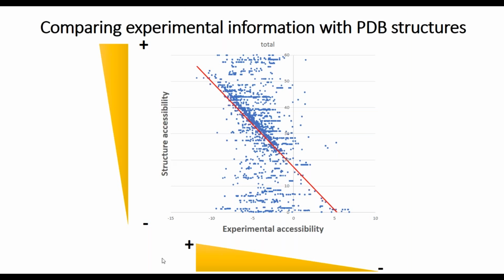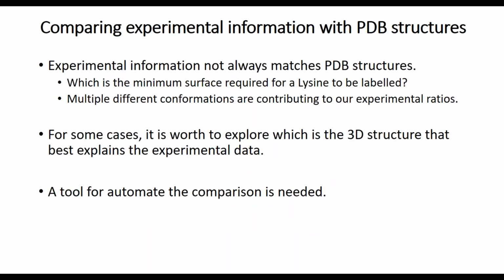So in the y-axis we have the 3D structure accessibilities, and in the x-axis we have the experimental ones. So there is some positive correlation, but still there are many cases in which we have differences. And the idea is that we want to explore these cases in more detail. So in summary, we have experimental information that does not always match the PDB structure. So we don't know which is the minimum surface required for a lysine to be labeled. So that's also interesting to know.